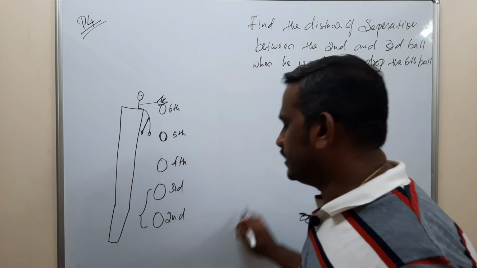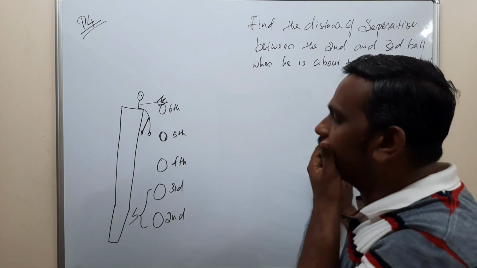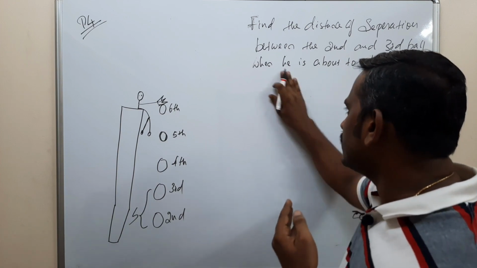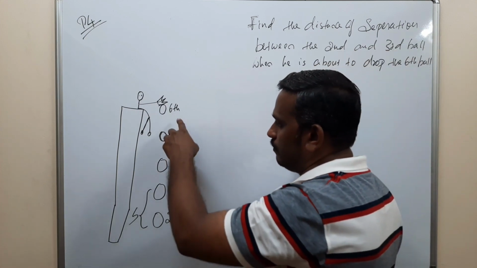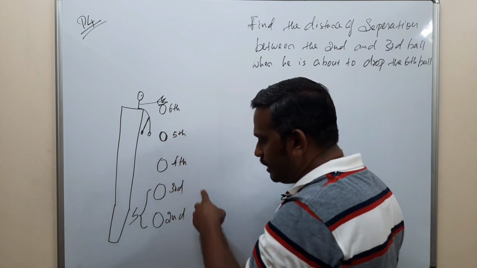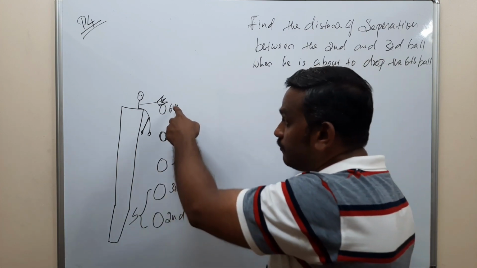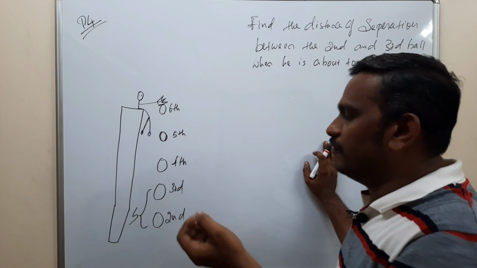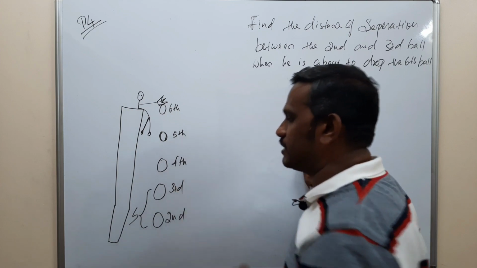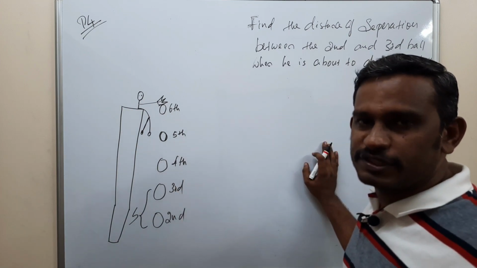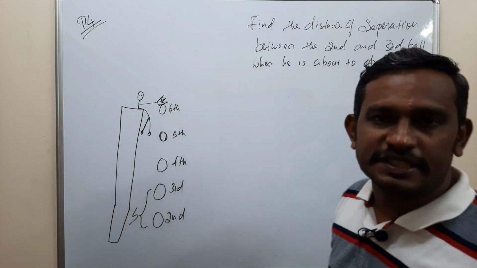Let S be the distance of separation between the third and the second ball. What we are going to do is find the position of the second ball from his hand, and also the position of the third ball from his hand. Subtract the position of the third ball from the second ball, and we will get the distance of separation between the third and the second ball.